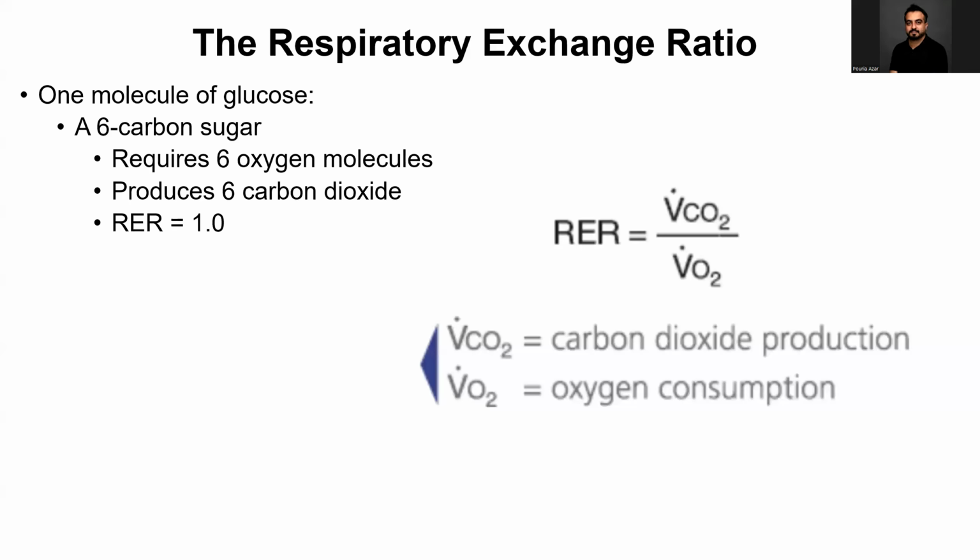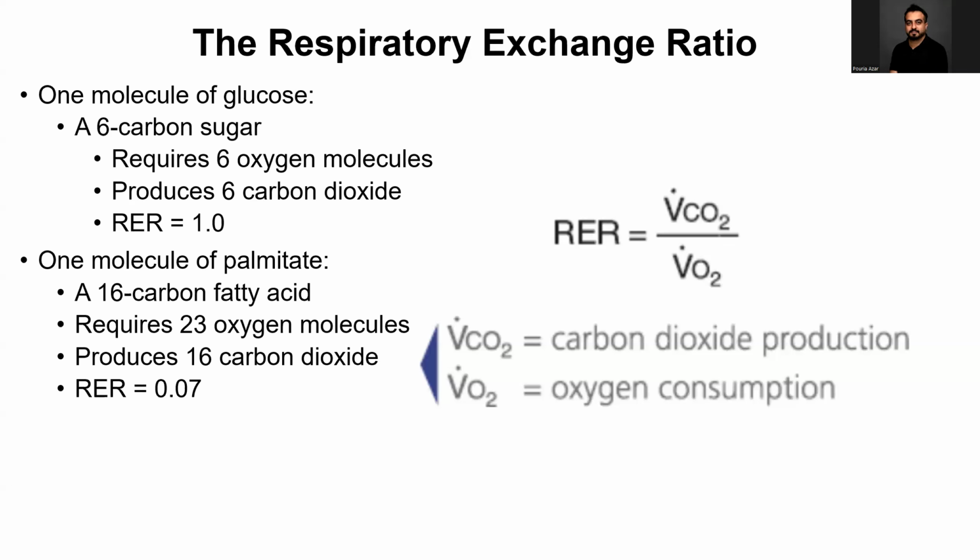One molecule of glucose is a 6 carbon sugar. It requires 6 oxygen molecules and it produces 6 carbon dioxide. So the respiratory exchange ratio is 1. So if we only burn glucose, the respiratory exchange ratio will be 1, based on the formula.